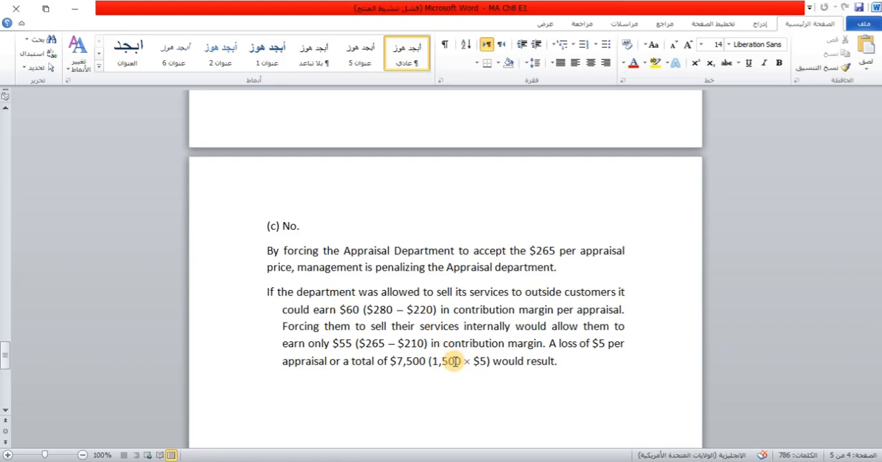Expected total loss: 1,500 appraisals times $5 equals $7,500.